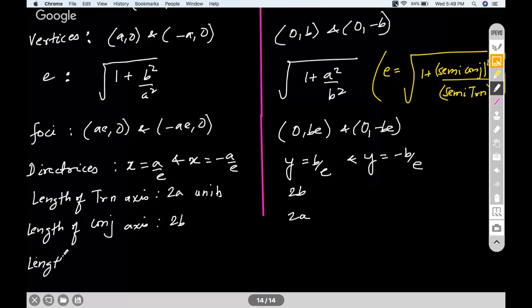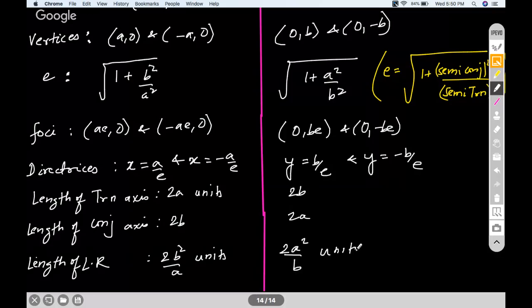Length of the latus rectum, again 2b square by a units. And in this case, it will be 2a square by b units. So just a quick recap. I knew you already knew this, but just in case it has slipped out of your mind.